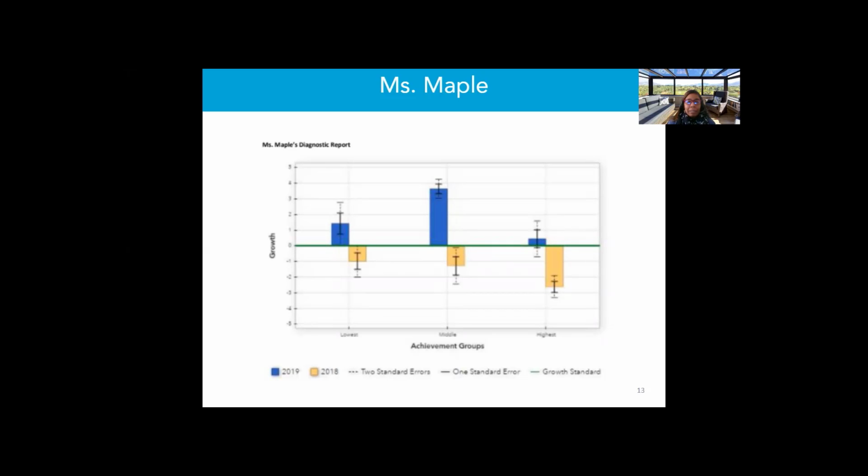When we look at Miss Maple's diagnostic, we have our green growth standard here, and we have our blue bars. Our blue bars for our lowest group tell us that these kids made growth, and our standard error bars tell us we have enough evidence that everybody in this group made some growth. They have moved up in their achievement status. Our middle group really made some growth, and their standard error bars are way above the line, and they tell us that all of the students in here made some gains. They improved their academic achievement, and they are on their way to closing some gaps if they are there, and maintaining. So everybody here is doing great.